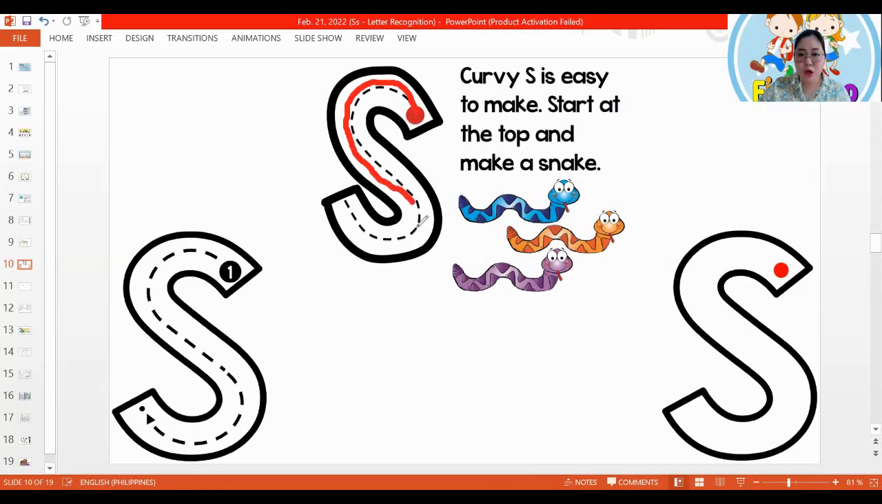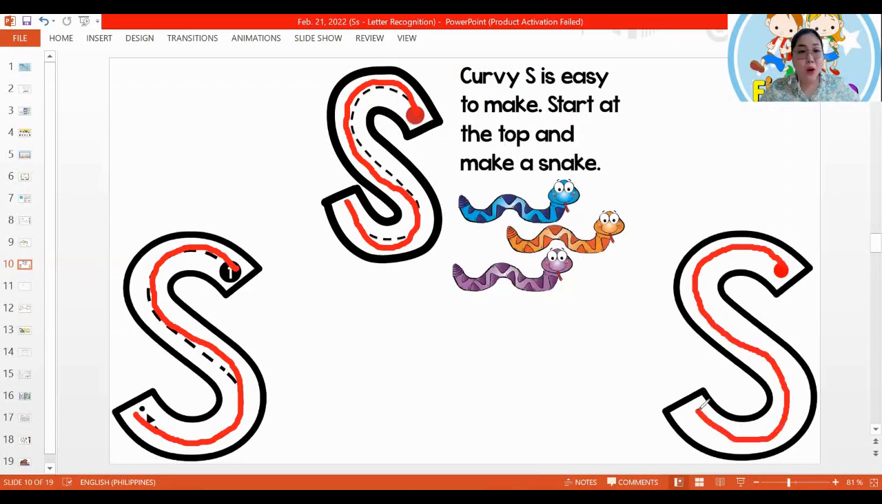Then you turn and go up again. One more time. We make a curve. We go down. We turn and we go up. One more time, okay? We make a curve, we go down, turn up, and we have our capital letter S.